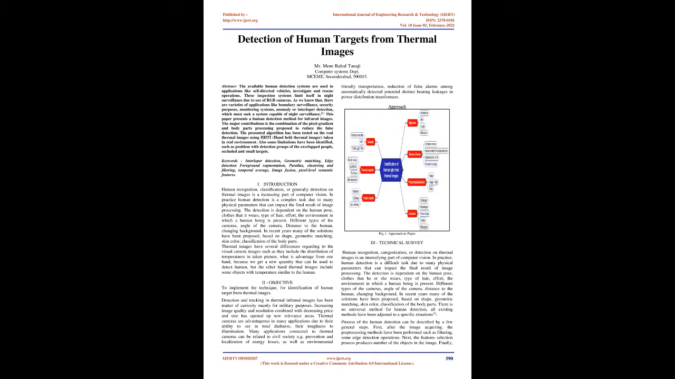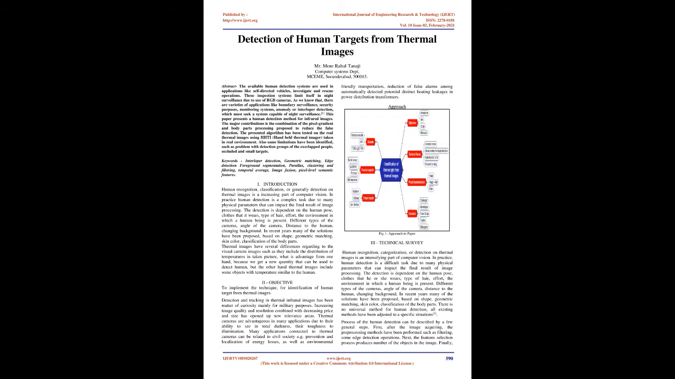Different types of cameras, angle of the camera, distance to the human, changing background. In recent years many solutions have been proposed, based on shape, geometric matching, skin color, classification of the body parts. Thermal images have several differences regarding visual camera images, such as they include the distribution of temperatures in the taken picture. This is an advantage on one hand, because we get a new quantity that can be used to detect humans, but on the other hand, thermal images include some objects with temperature similar to the human.